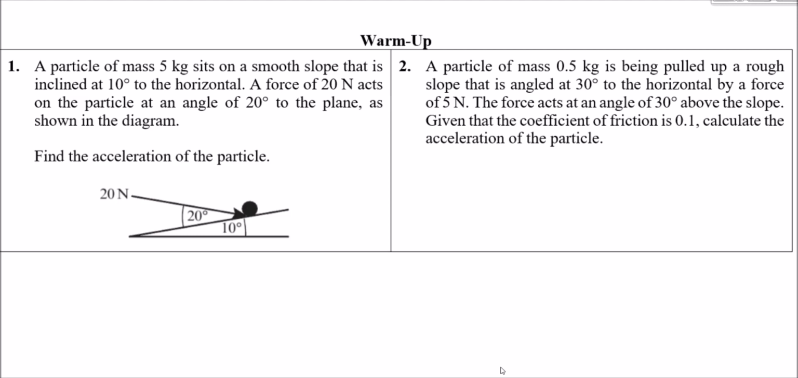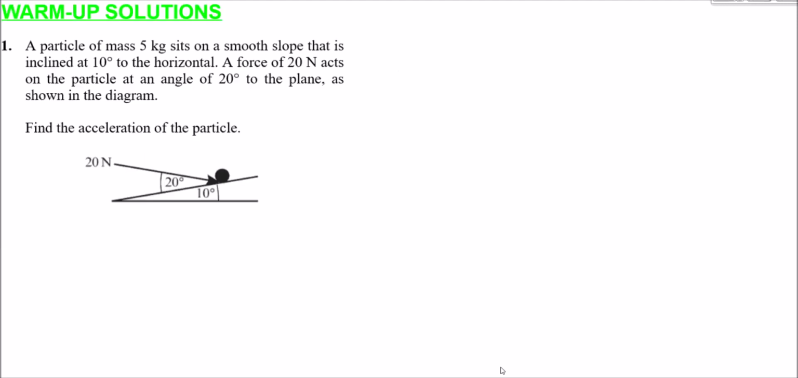So let's have a look now at question number 1, warm-up 1. We've got this particle of mass 5 kilograms sitting on a smooth slope that's inclined at 10 degrees to the horizontal. A force of 20 newtons acts on the particle at an angle of 20 degrees to the plane as shown. Find the acceleration of the particle.